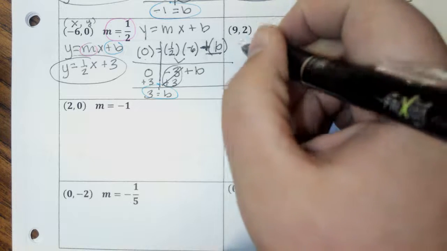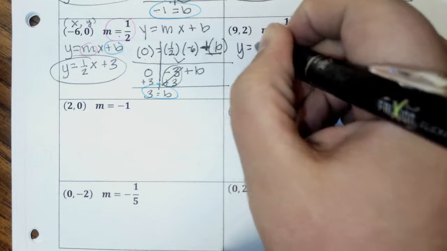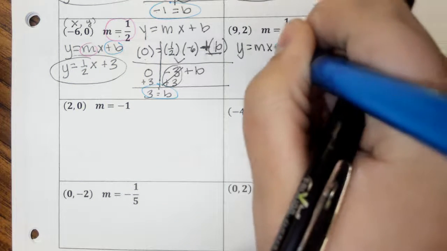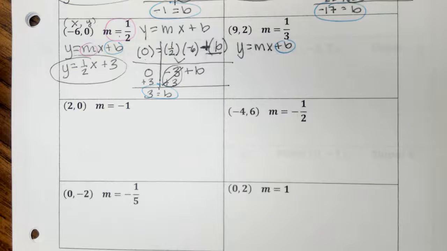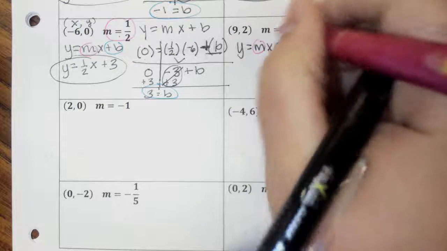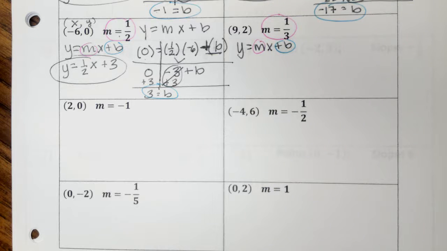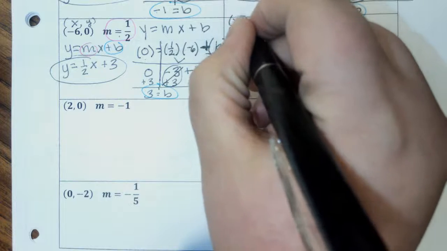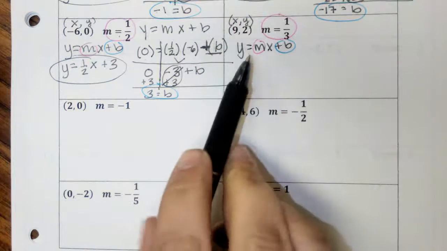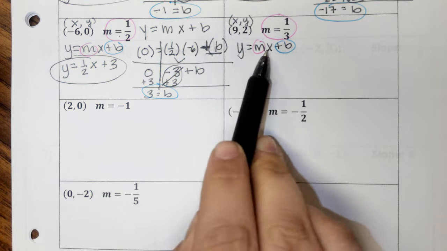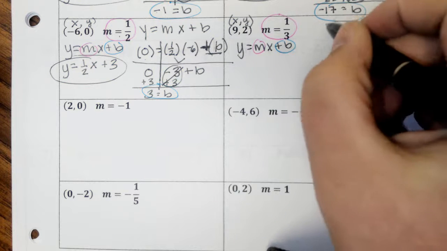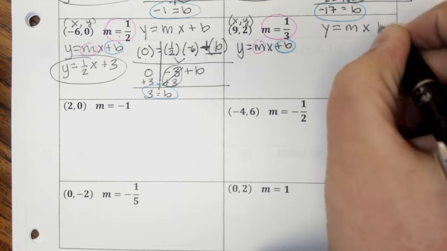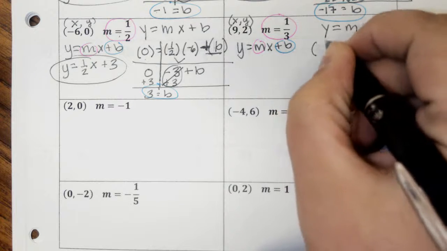Looking at the next example, you know our goal is to write y equals mx plus b, replacing b with a number and replacing m with a number. We already know that m is 1/3. What we don't know is b. But we also have this ordered pair, which looks like x comma y, which is this information here. Using that, I will rewrite the equation y equals mx plus b, and I'll put a bubble everywhere I see a letter.